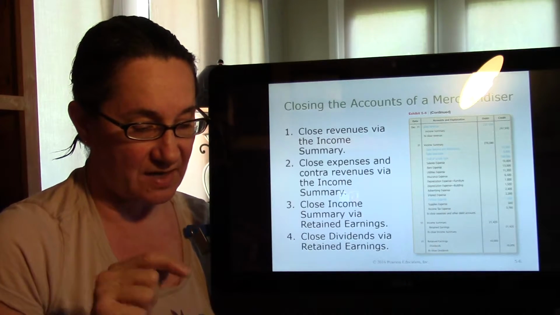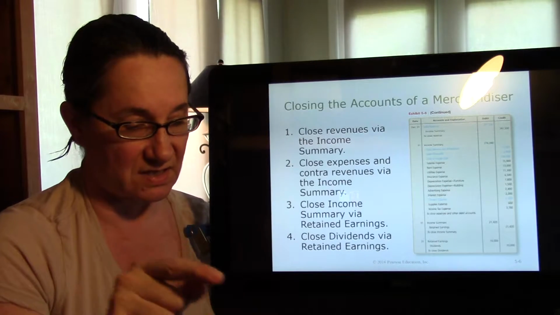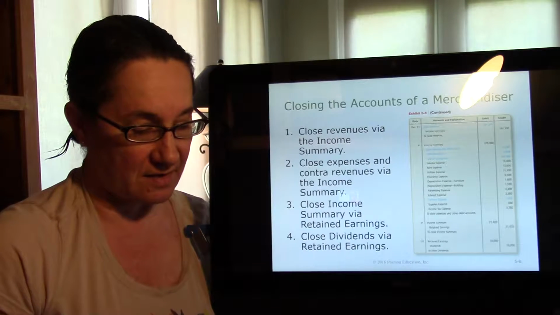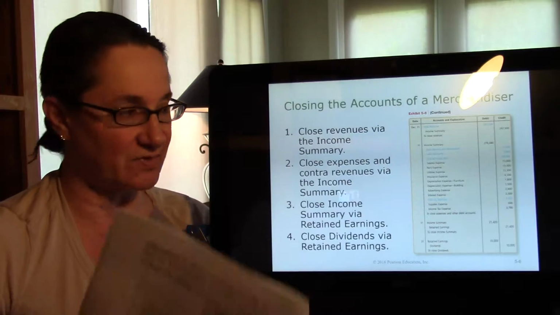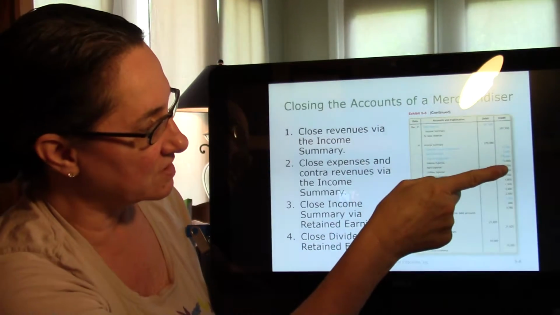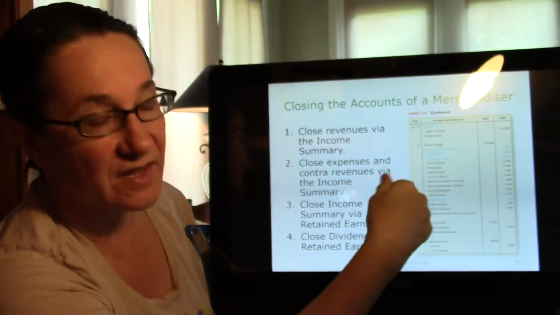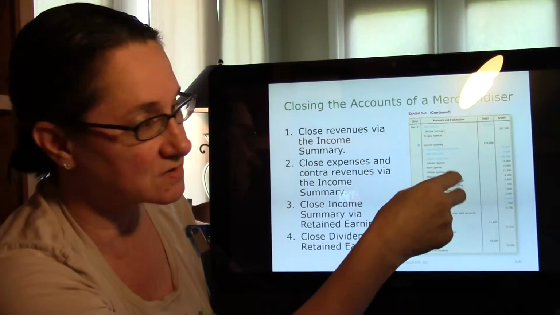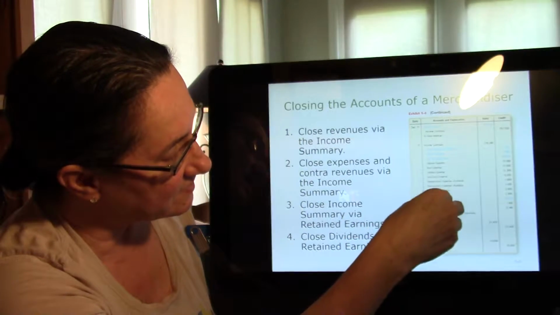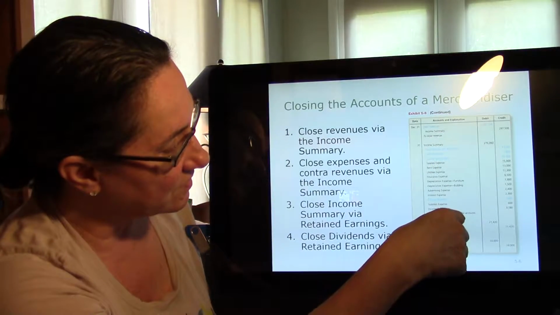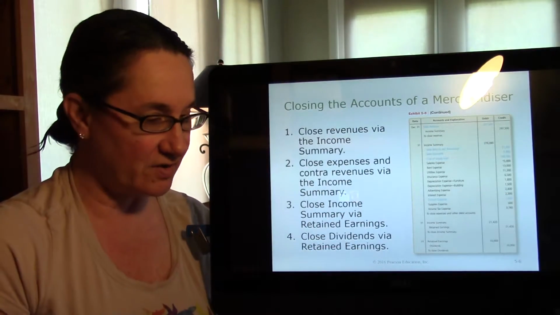Use the 4 steps. The income summary account and the dividends account are closed. Revenues are closed to income summary. In the same way, expenses and contra revenue accounts are closed to income summary. So revenues get closed to income summary. Expenses and the contra accounts like allowances and returns get closed. Then the expenses get closed too, and dividends get closed, income summary gets closed, and you're done.